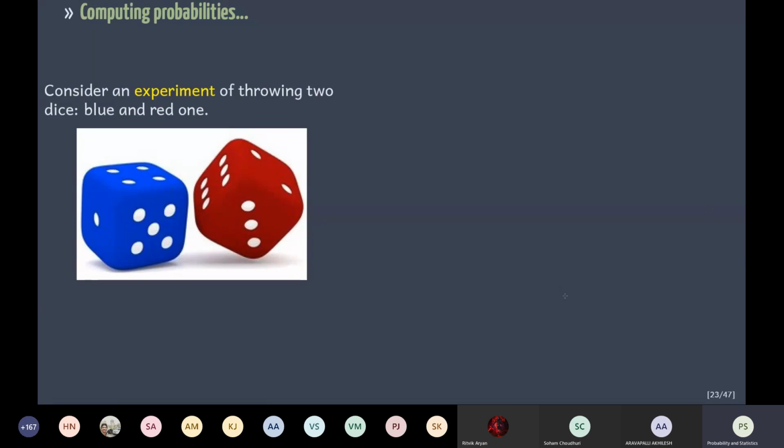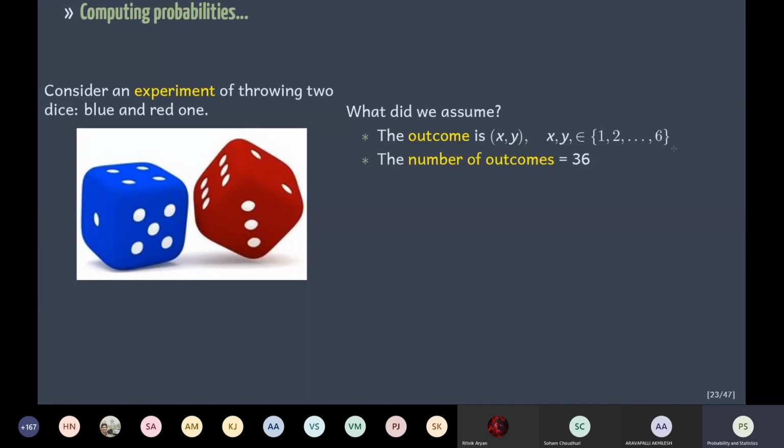Now consider an experiment of throwing two dice, let us say a blue one and a red one. So we are moving from coins to dice now. Since we are throwing two dice, the outcome will be a paired outcome: the first corresponds to the first die, and the second to the second die. Possibilities for x and y are 1 up to 6. The number of outcomes is 36, since we expect two outcomes and each has 6 possibilities.